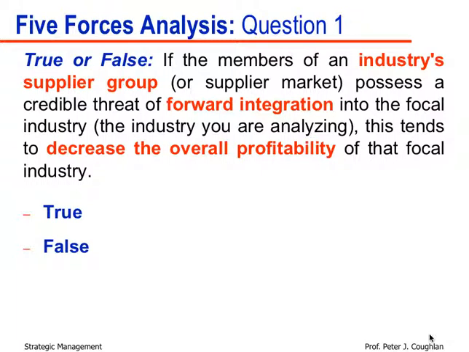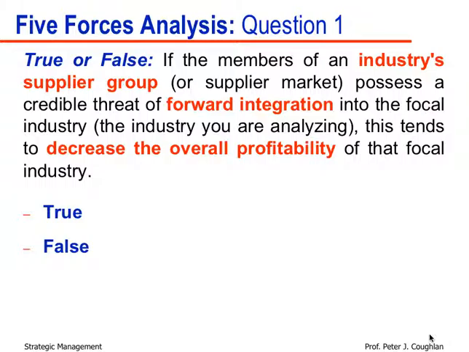So here was question one, again a borderline question, where between 70 and 80% of the class got it correct. It says, true or false: if the members of an industry supplier group or supplier market possess a credible threat of forward integration into the focal industry, the industry you're analyzing, this tends to decrease the overall profitability of that focal industry. Okay. So again, we're analyzing a focal industry, the industry on which we are focusing. So if that industry's suppliers can forward integrate into our industry, how does that affect the industry's profitability? Right? If your suppliers could do what you're doing, replace you, compete with you, as opposed to just supplying you, how does that affect your profitability, the profitability of your industry?